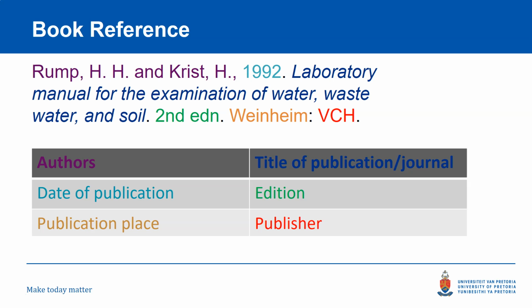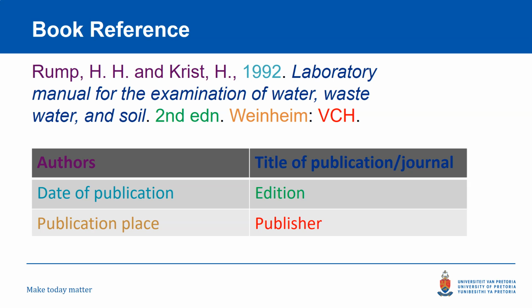Then you have the publication date for the book, which is the turquoise color. And then you have the name or the title of the book, which is Laboratory Manual for the Examination of Water, Wastewater, and Soil, which is in the dark blue color. Then if a book has an edition, you will see that it specifies the edition number. So this specific book is the 2nd edition.